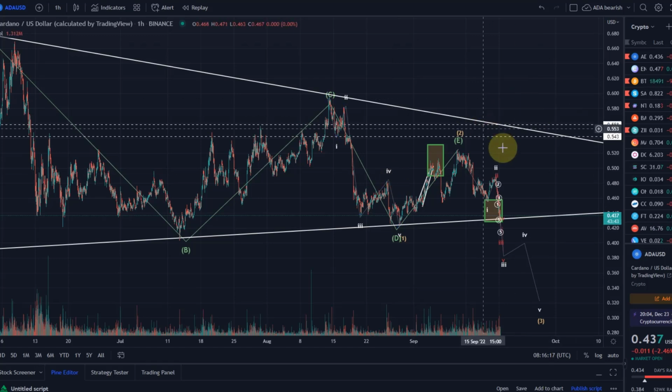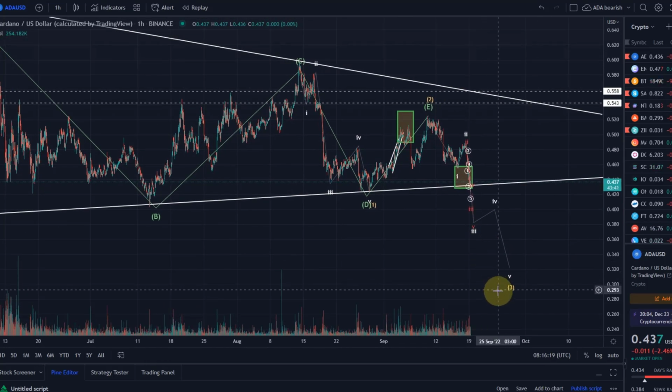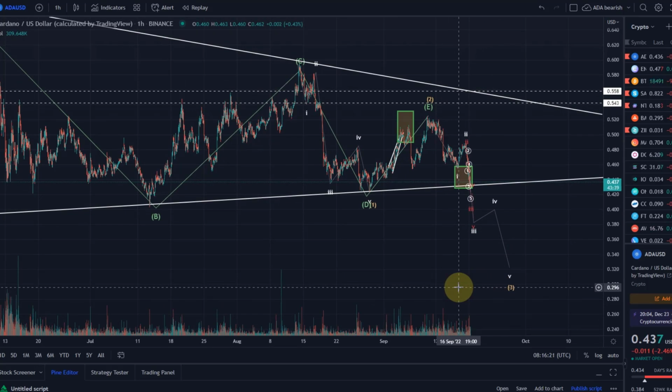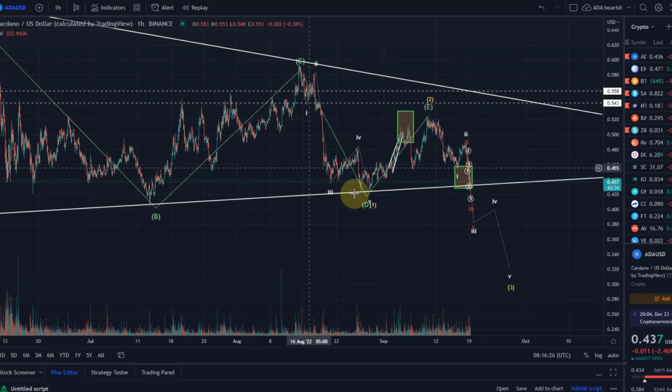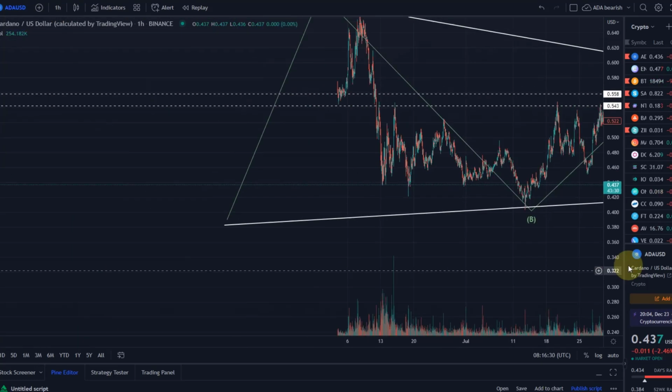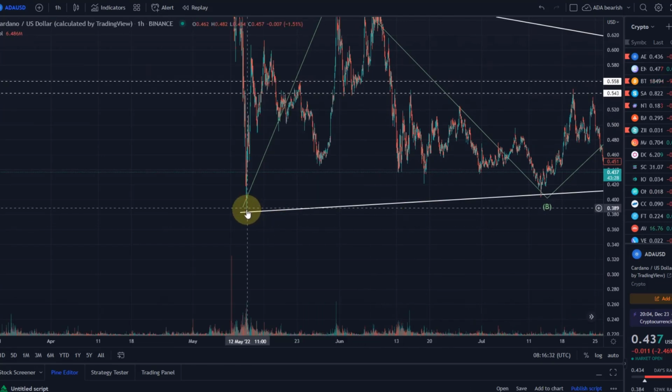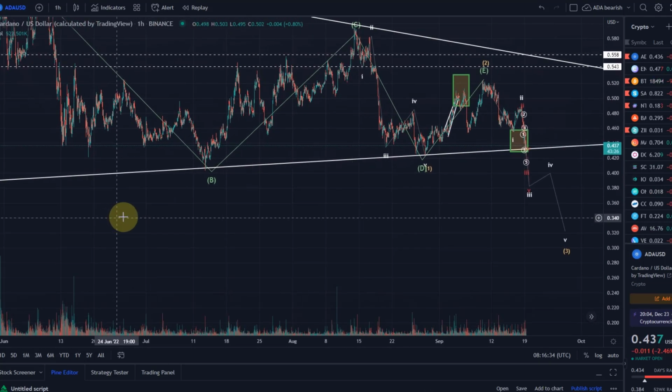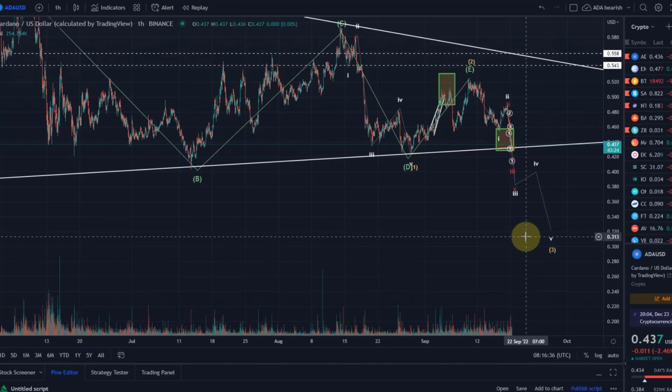So we are heading further down, as it seems, with a possible target overall of around 30 cents. It would be ideal to get to that level. That is the 88.7% fib level that I originally expected ADA to get into, but then we found key support here at 38.9 cents. We'll see if we eventually get there. That's currently my view and my read of the market.